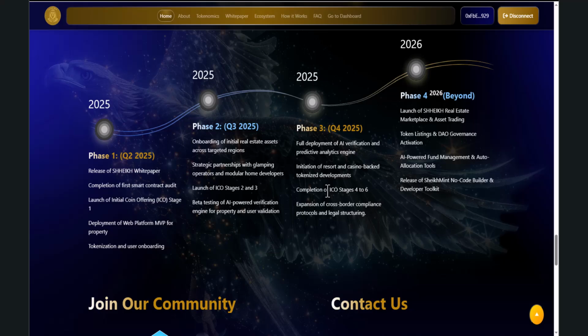So guys, in phase 1, quarter 2 2025, release of the Shheikh white paper, completion of the first smart contract audit, launch of the initial coin offering ICO stage 1, and development of the web platform MVP for property tokenization and user onboarding. In phase 2, quarter 3 2025, onboarding of initial real estate assets across the targeted regions, and moreover you can read it easily here. In phase 3, quarter 4 2025, full deployment of the AI verification and predictive analytics engine, and in phase 4, 2026 and beyond, launch of the Shheikh real estate marketplace and asset trading, and so on.